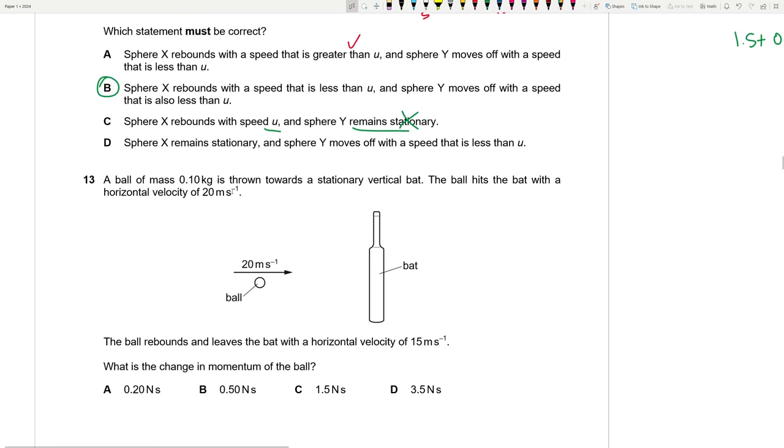A ball of mass 0.1 is thrown towards a stationary vertical bat. The ball hits the bat with a horizontal velocity of 20 meters per second. The ball rebounds and leaves the bat with a horizontal velocity of 15. What is the change in momentum of the ball?